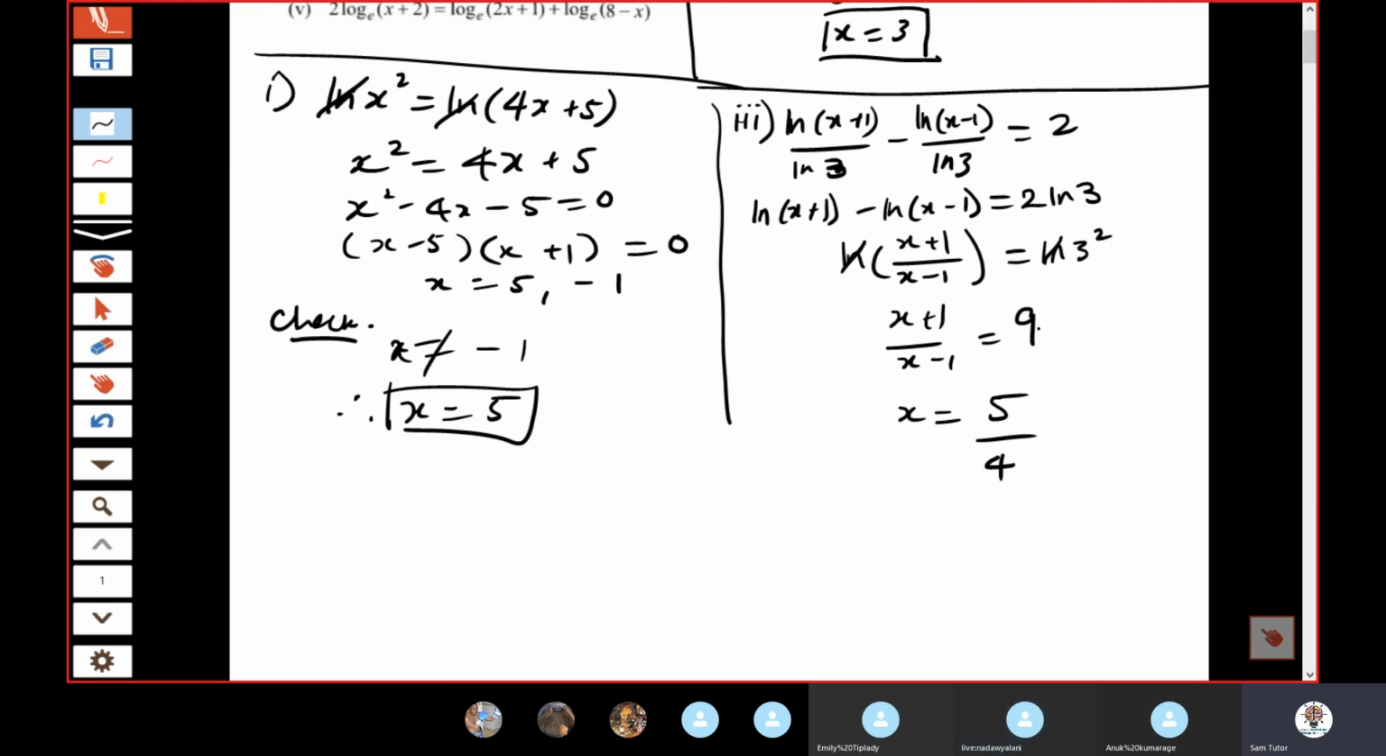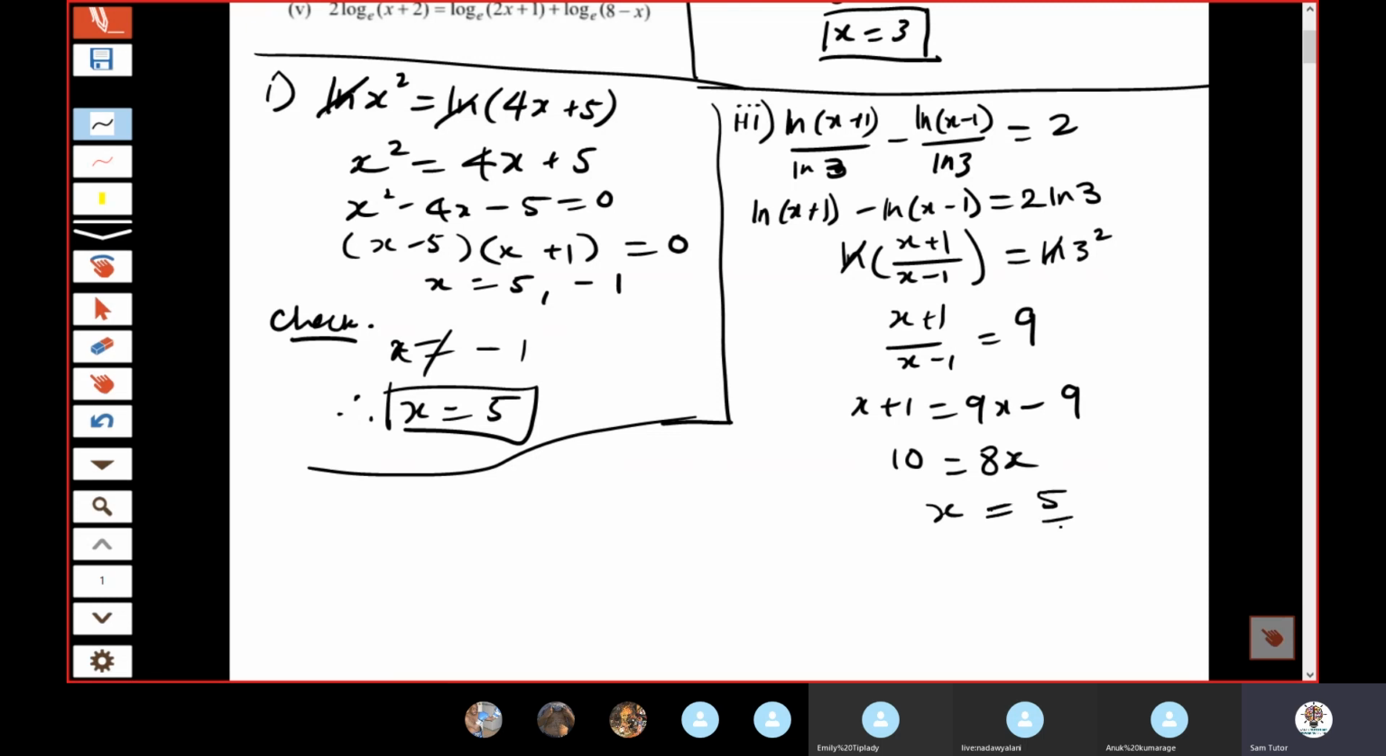You would have multiplied by x minus 1. So let's have a look. Maybe I'll just write this bit out. Multiplied by x minus 1, so x plus 1 equals 9x, take away 9. Brought the 9 over to this side, which is 10. Brought the x over to this side, which is 8x, divided by 8, that becomes 5 over 4. 10 over 8, 5 over 4. Once you plug it into your calculator. Make sense? Yeah.